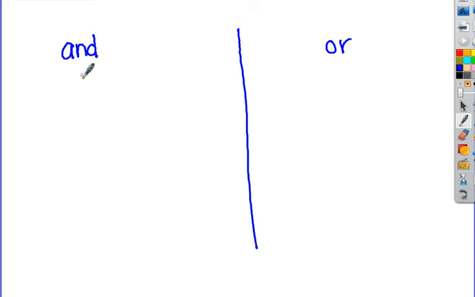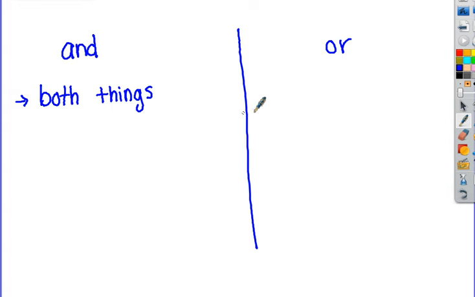Okay, so a compound inequality is just more than one, so we're dealing with two inequalities at a time. And these two statements are usually separated by the words and or or. If the inequality is an and statement, think about what the word and means. And means both. So the inequality has to satisfy both things.